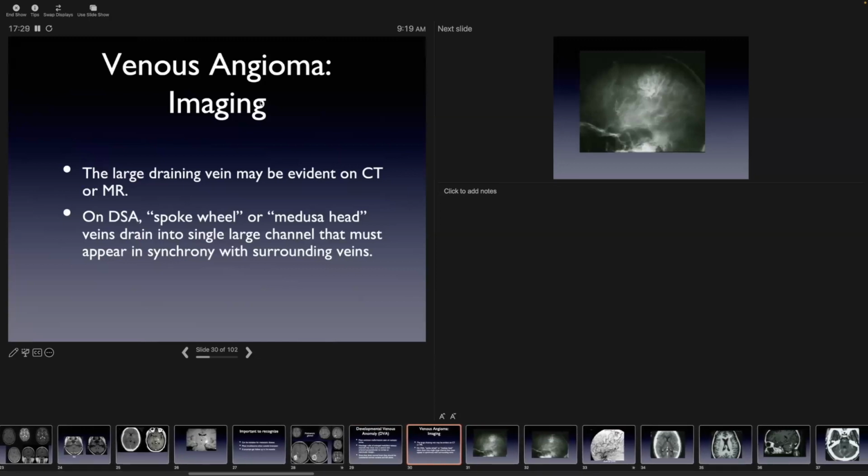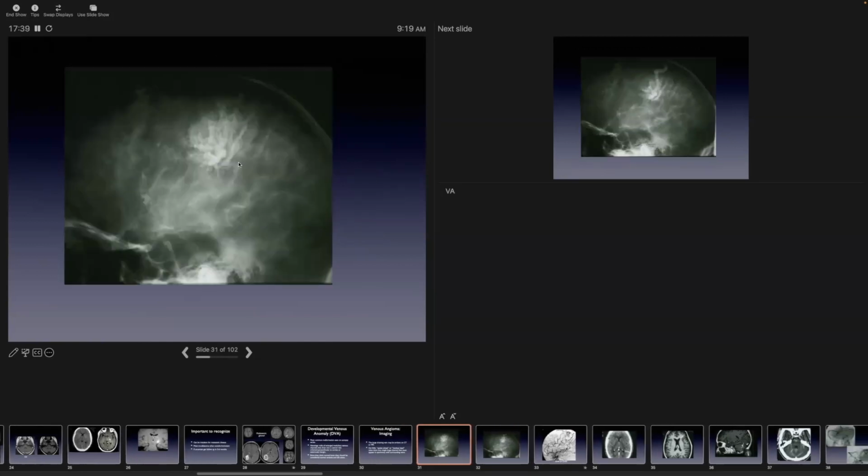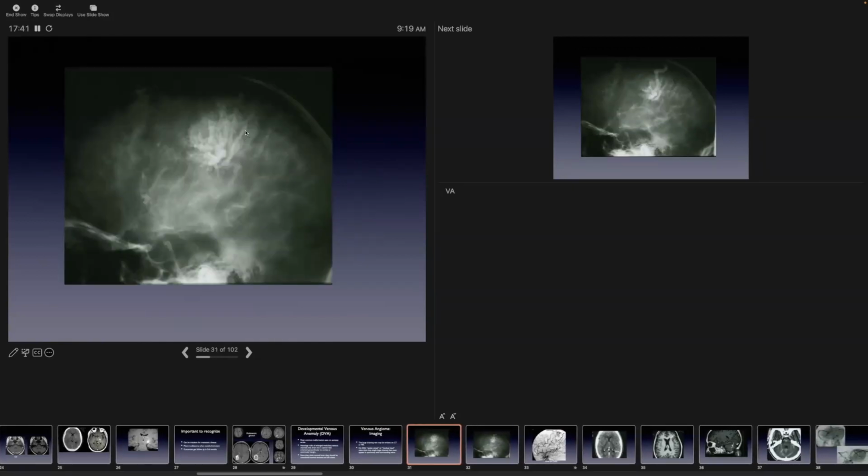So the draining vein is usually what is evident on CT and sometimes on MR, but remember that the spoke wheel or Medusa head is very typical, and this is what it looks like on a conventional angiogram. You see these numerous venous channels. We're in an early venous phase here. You can see some early veins appearing.